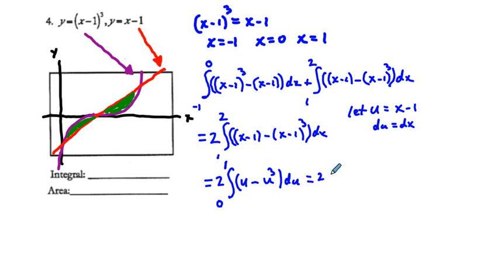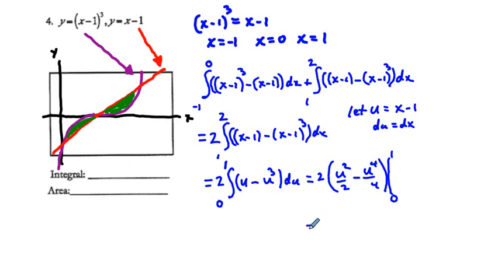So we're going to have 2 times everything, and the integral of u du is going to be u squared over 2, and we're going to have minus the integral of u cubed, which is going to be u to the 4th power over 4. And we're going to evaluate all this from our new limits of integration from 0 to 1.